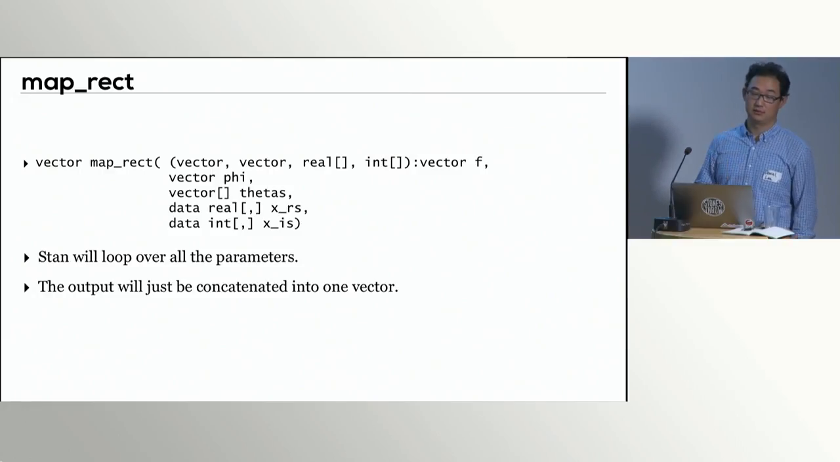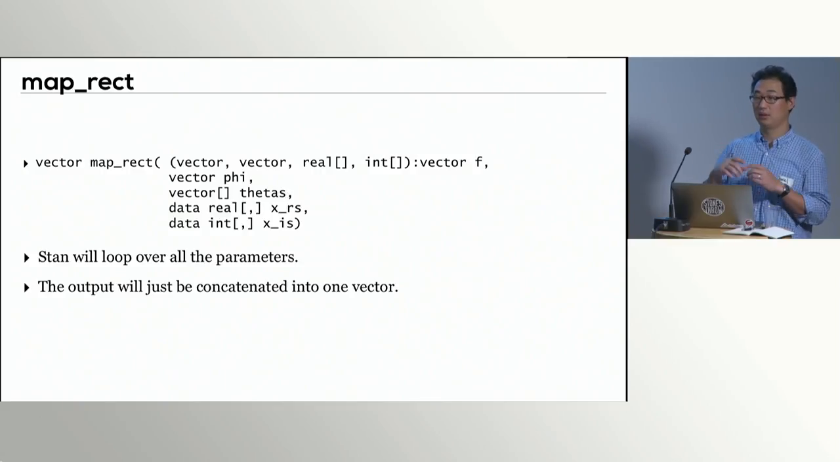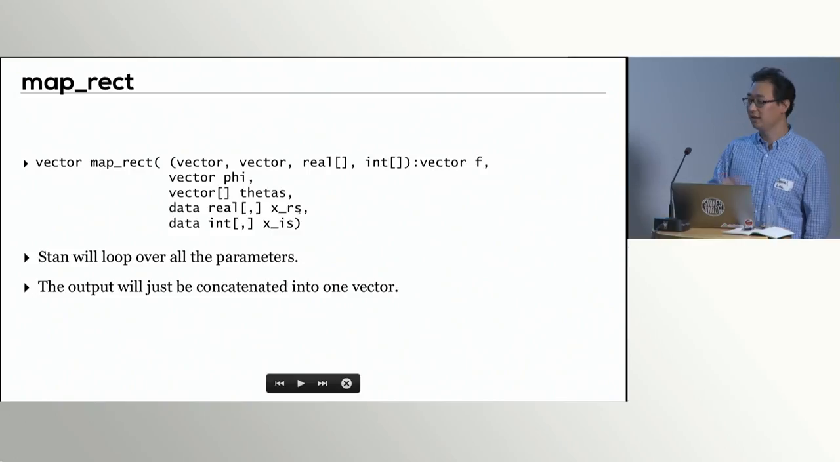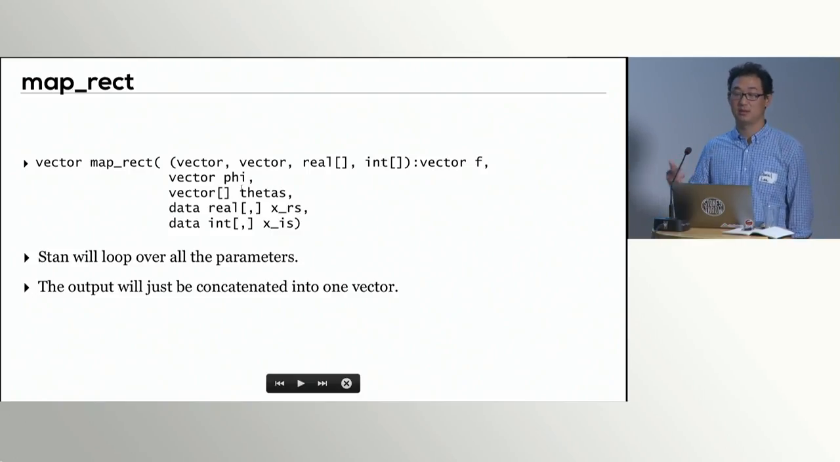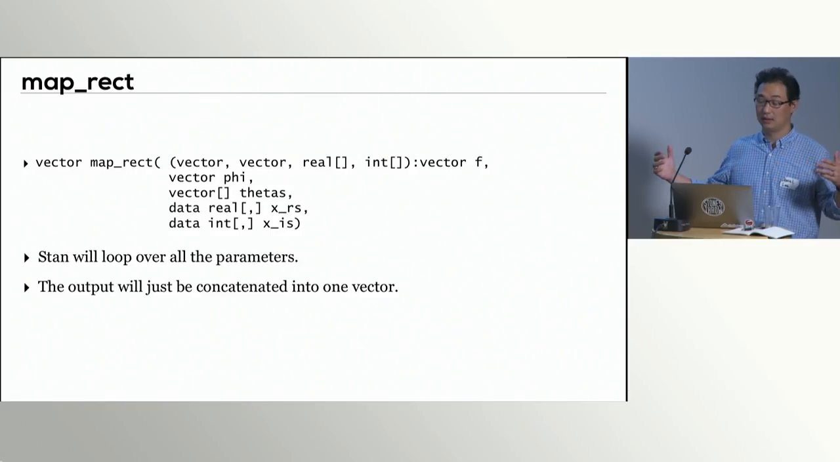And what we do is we pass this into this function called map rect. That function takes as the first argument the name of the function. There's this vector phi, which is the shared parameters. So that's just one vector that gets passed to the function every time. Vector thetas has, in our case, an array of n vectors. Each of those will be passed off to F along with the xr's, so the first index is going to be capital N, and for the data, the first index is also capital N. What Stan's going to do is loop over all these parameters of this argument, split it off, put it into F, and then concatenate all the output into one vector.